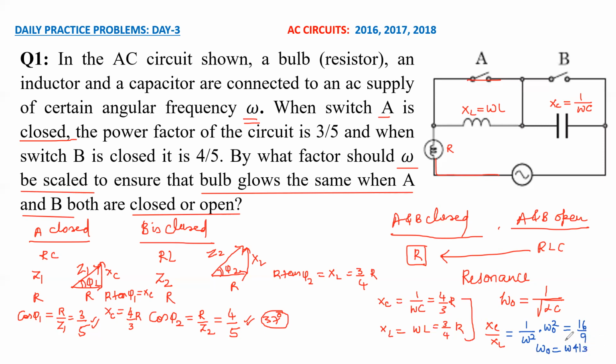Therefore, we have to scale the omega by 4 by 3 times in order for the resonance to happen and the circuit to behave the same when A and B are both closed or open. So we have to scale up the omega by 4 by 3 times. So that is the idea.